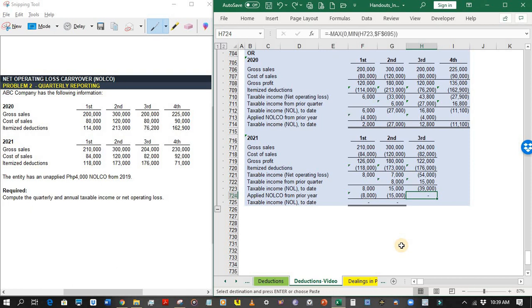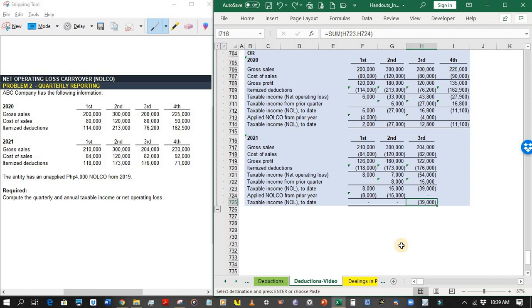So which means there will be no tax liability again for the third quarter. And the 39,000 pesos net operating loss computed at the end of third quarter is not added to the NOLCO balance of 15,100. Again, because this is not yet the fourth quarter. Again, always remember that the NOLCO is only computed on an annual basis.